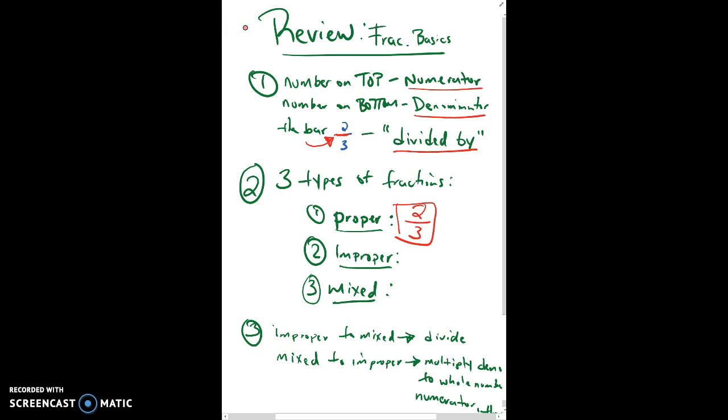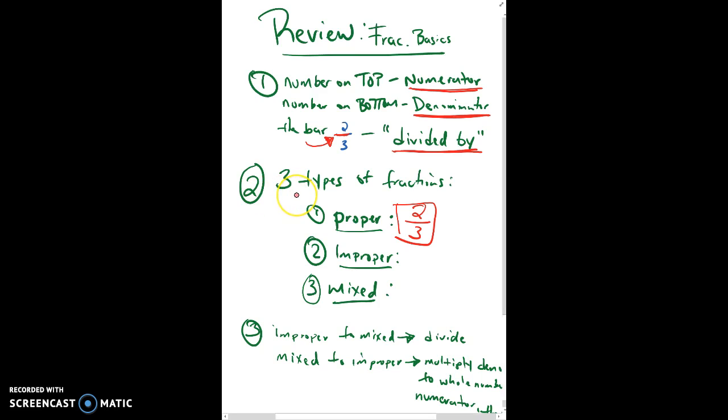Okay, let's review some fraction basics. So remember that the number on top is called the numerator, the number on the bottom is called the denominator, and the bar that separates the two numbers in a fraction, always look at it as divided by. For example, in this one, it's 2 divided by 3, or how many 3's fit into 2. Okay, that's going to help you down the road in regards to changing improper to mixed, reducing fractions, and solving other equations.